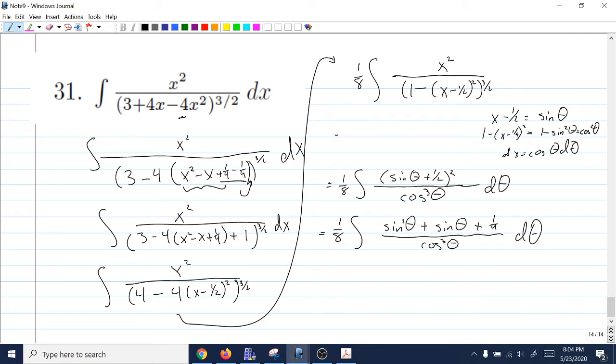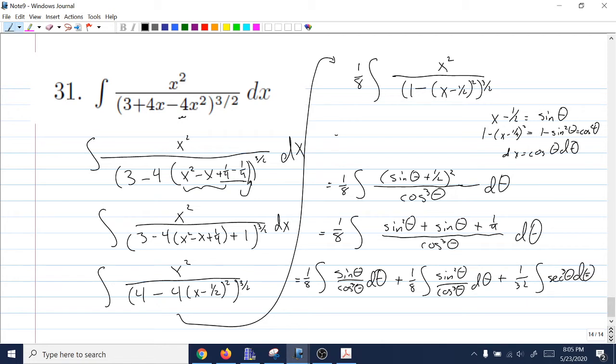Well, the middle one's easy. Let's pull that one off. Sine theta over cosine cubed theta. Know how to do that one. Sine squared over cosine cubed. What is that? Secant tangent squared? That shouldn't be that bad. One fourth of 1/8 is 1 over 32. Integral of 1 over cosine cubed. That's secant cubed theta. That one's bad.